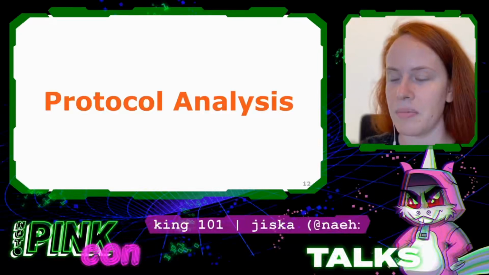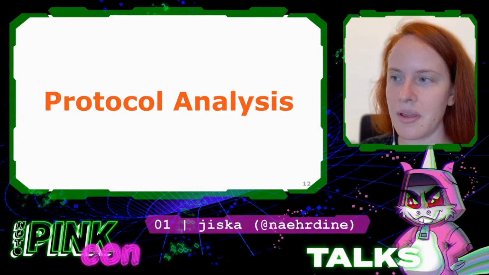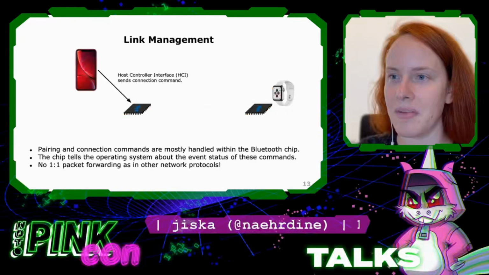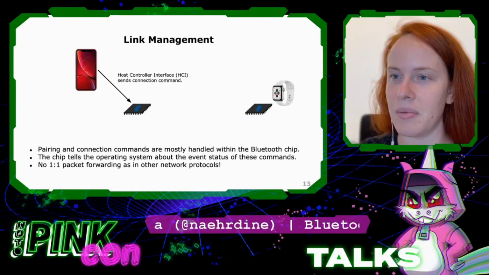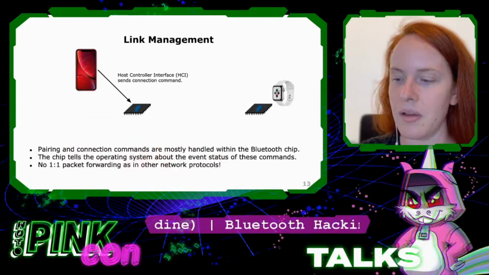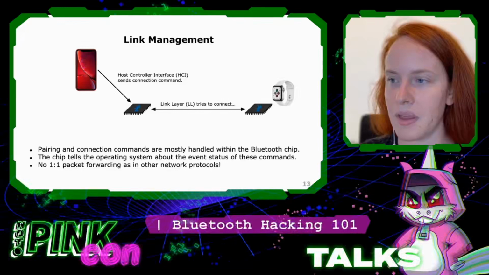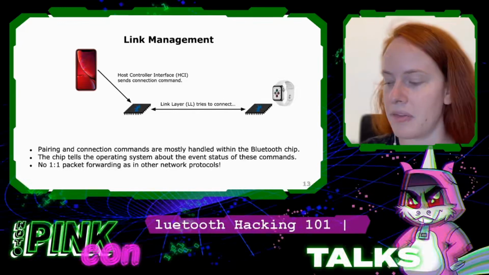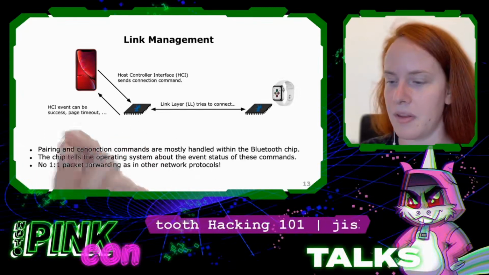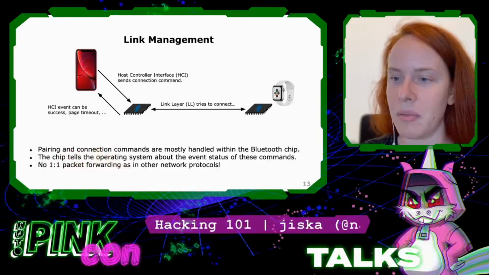And the next part is the protocol analysis. So what does Bluetooth even look like, and what kind of protocols are there that you could attack? First of all, it starts very low on the link layer. So there's some link management. And the interesting part here is that the link management is not really transparent to the operating system. The operating system, for example, would just say, let's connect. Then the link layer tries to establish a connection, and if that works out, it would send an HCI event that says success, but it could also be a page timeout. After a while, if it doesn't work, it says page timeout.